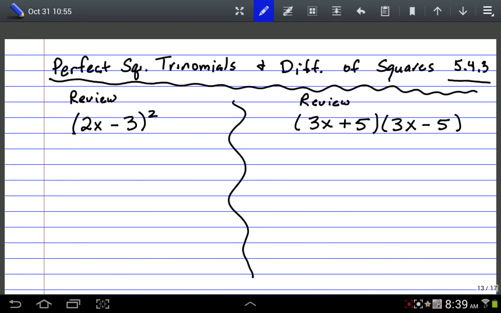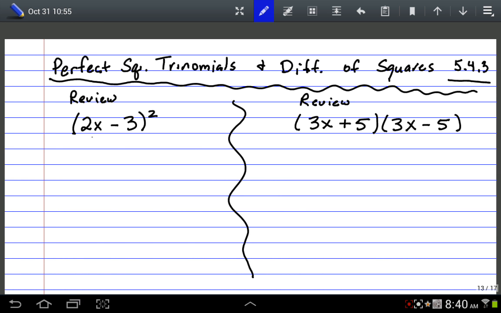Okay, in this video we're going to look at factoring perfect square trinomials and difference of squares. These are also known as special products. Now, before we actually get into what is a perfect square trinomial or what is a difference of two squares, let's review the special products with the full method.